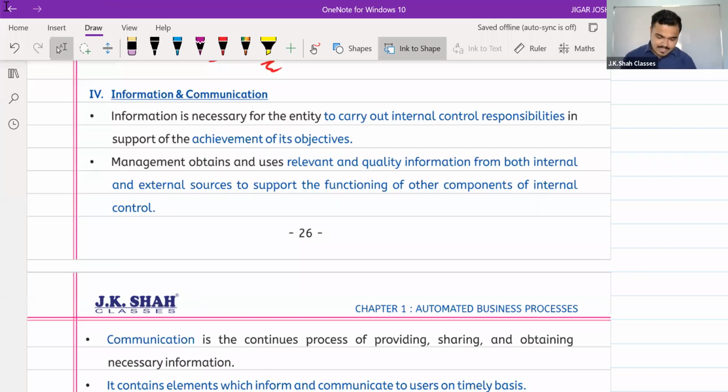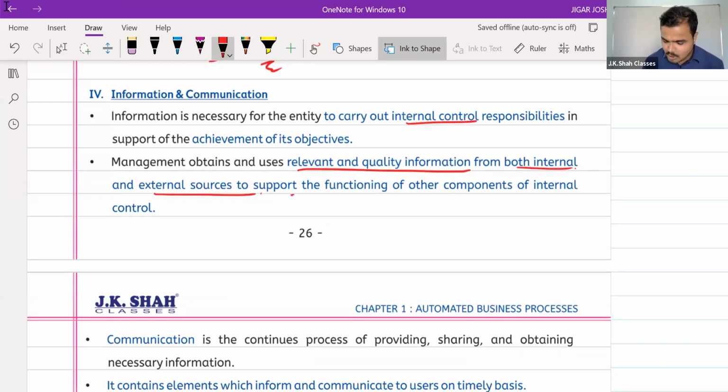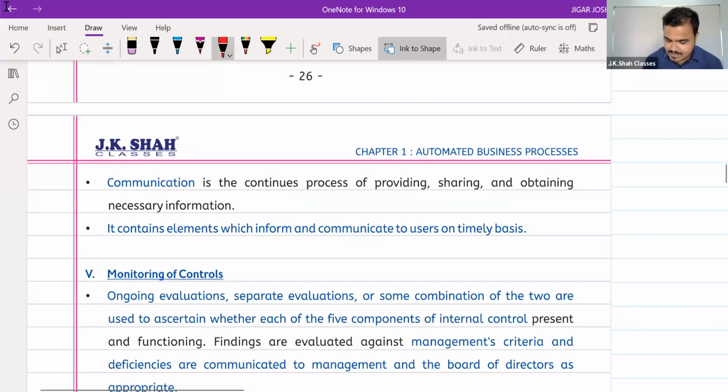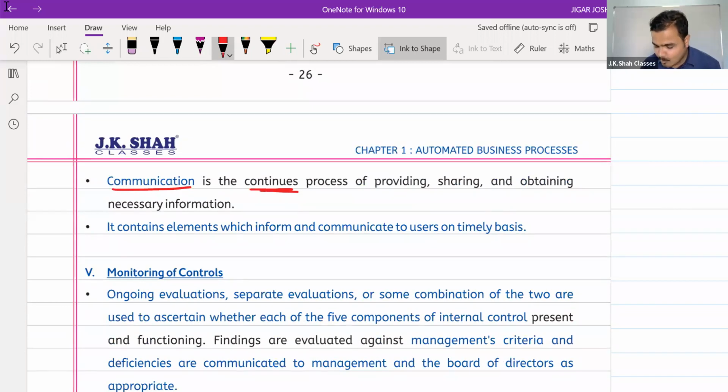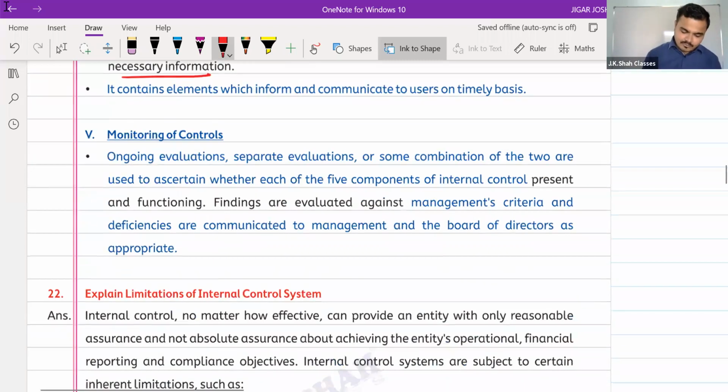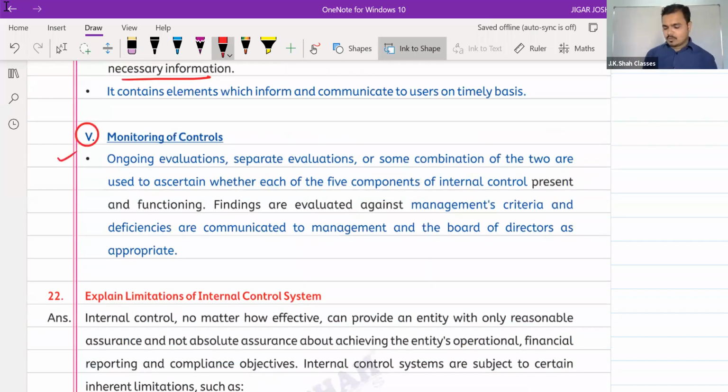Yes, sir. Information is necessary to carry out the internal control responsibilities in support of achievement of objectives. Management obtains and uses relevant and quality information from both internal and external sources to support the functioning of other components. Communication is the continuous process of providing, sharing, and obtaining the necessary information. Understood? Yes, sir. And the fifth one, my dear children, is monitoring of controls.